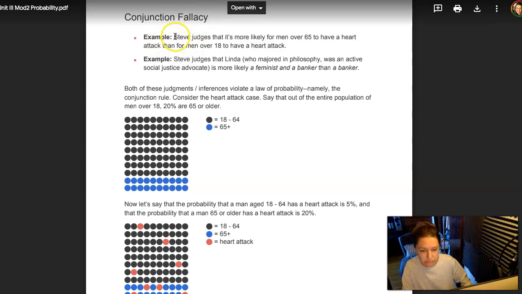So example, Steve judges that it's more likely for men over 65 to have a heart attack than for men over 18 to have a heart attack. Why is that fallacious reasoning?